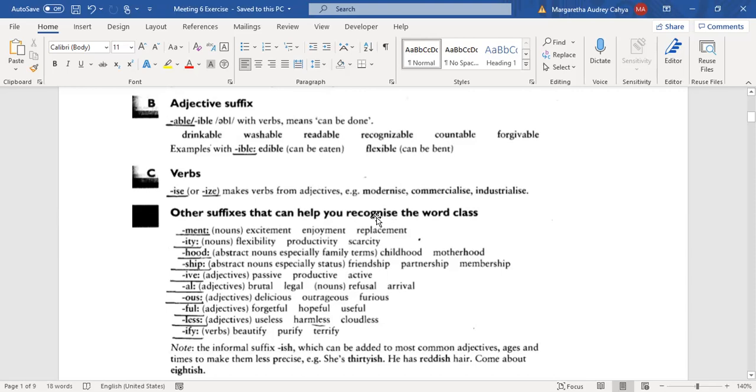Replaceable, bisa dipindahkan. So it also has the meaning of can be done. Readable, ya kan bisa dibaca. Recognizable, bisa kamu mengetahuinya gitu kan. How do you say recognizable? Recognizable. Mengenali. My goodness. Countable bisa dihitung, forgivable bisa dimaafkan. Ya, blah, blah.